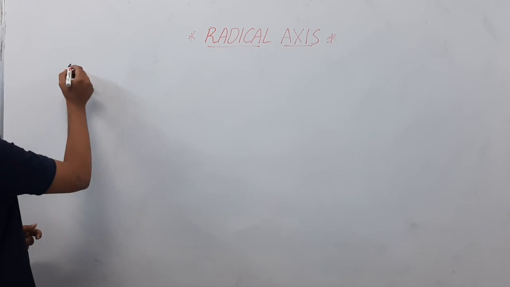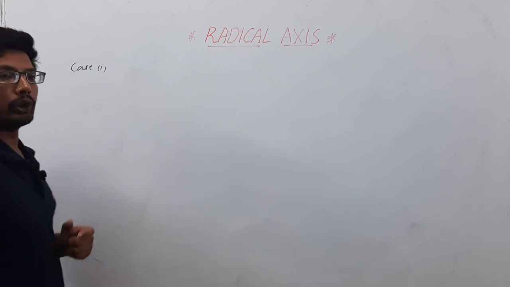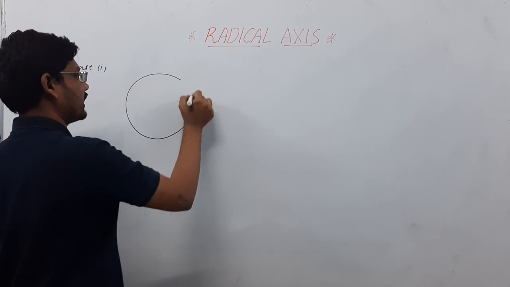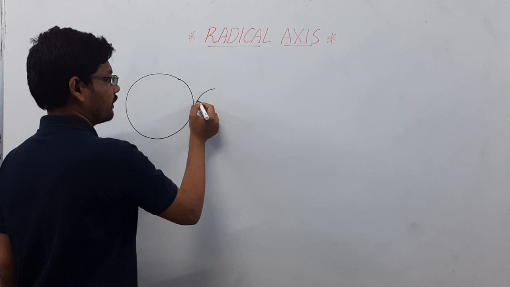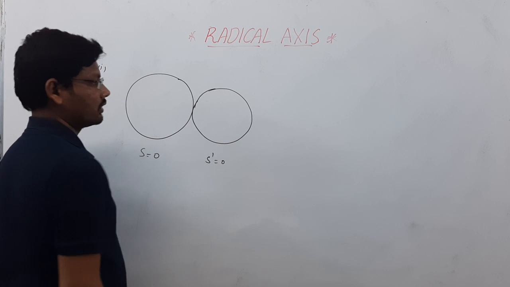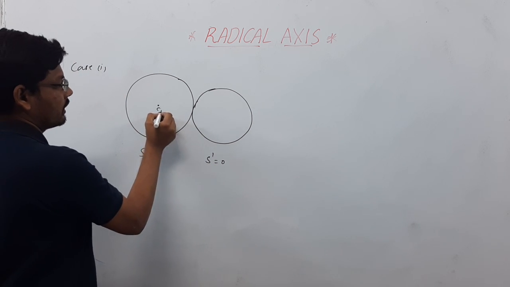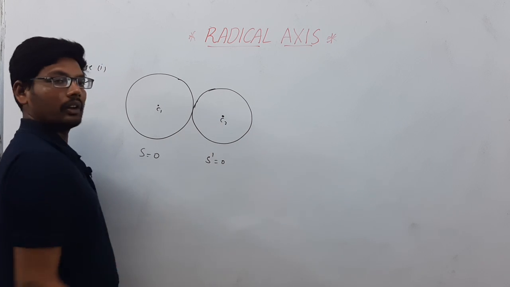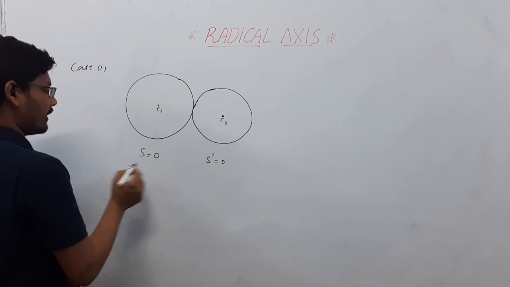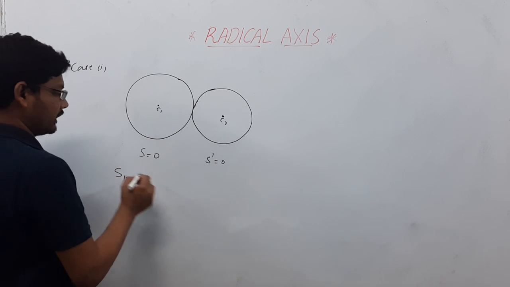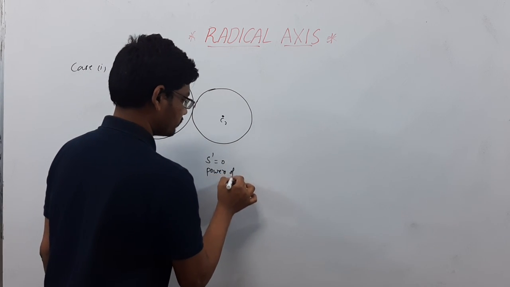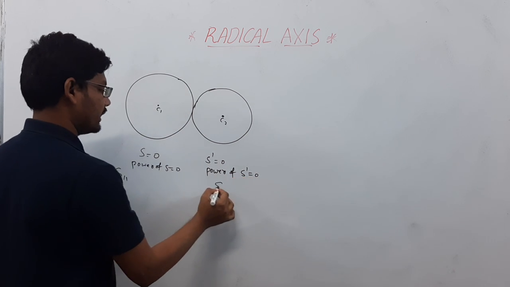Here, case 1. I am taking two circles contacting at one point, touching each other. This is S is equal to 0 and this is S dash is equal to 0, and this has center C1 and this has center C2. The power of this point with respect to S is S11, and the power with respect to S dash is S dash 11.